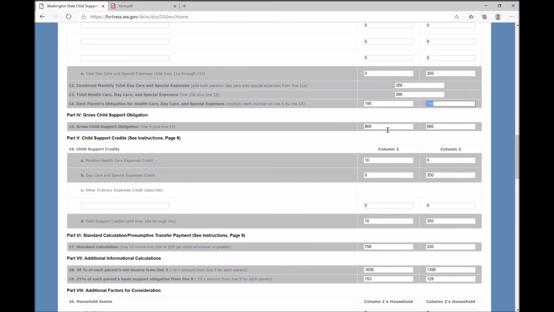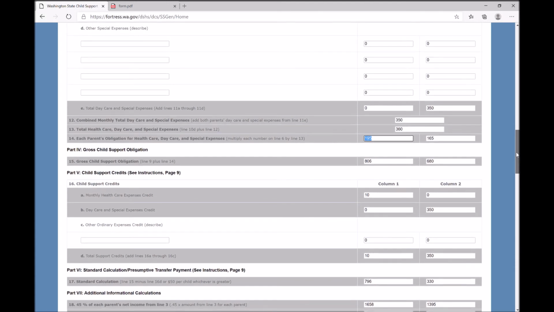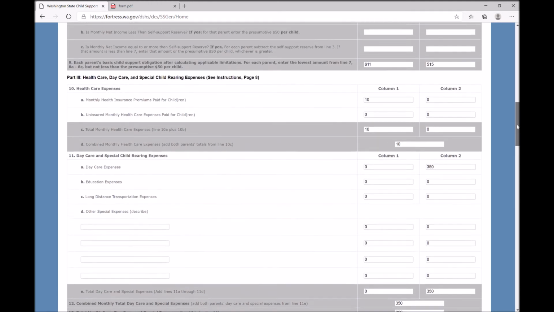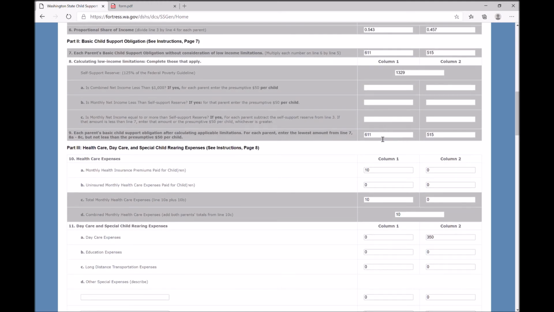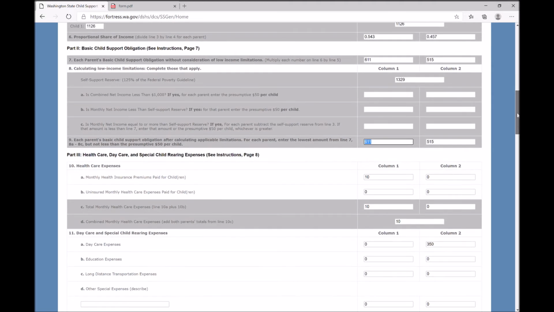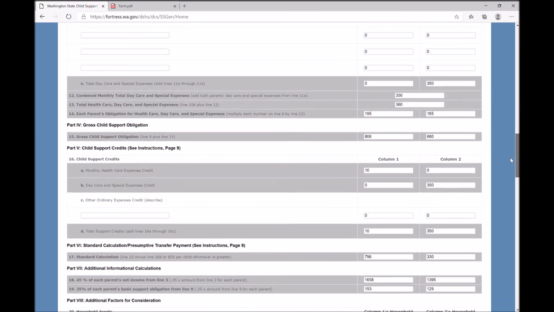So let's add 195 for the additional to the 611, right? Those are the two amounts that the father is obligated for based on the income ratio. And that sum comes out to be $806. Now, this is only what the father is obligated to pay. We haven't given him credit for the $10 he already has paid.